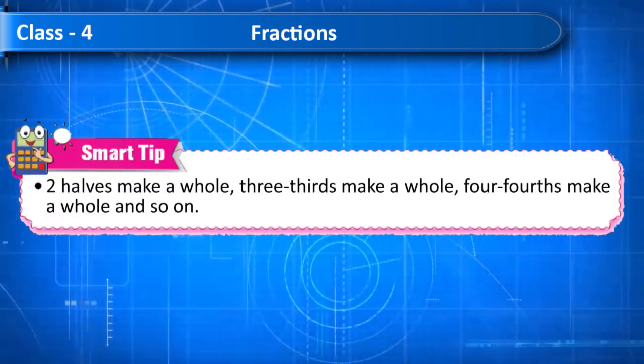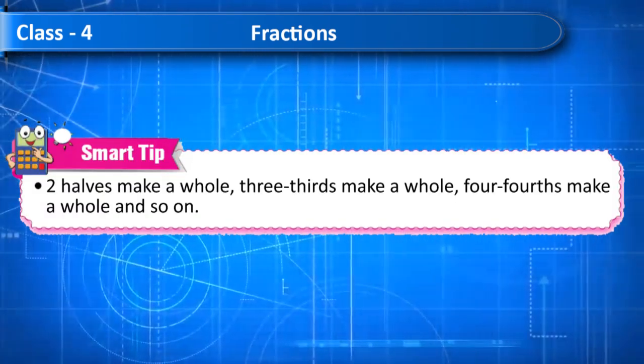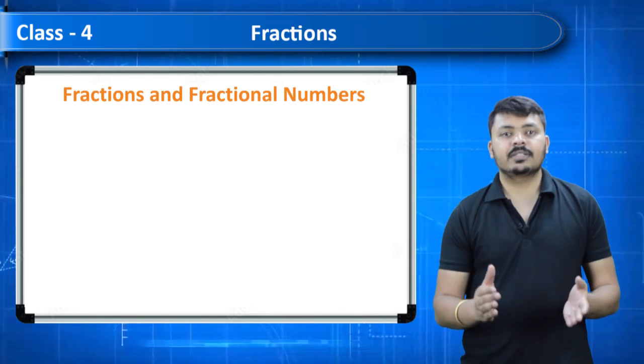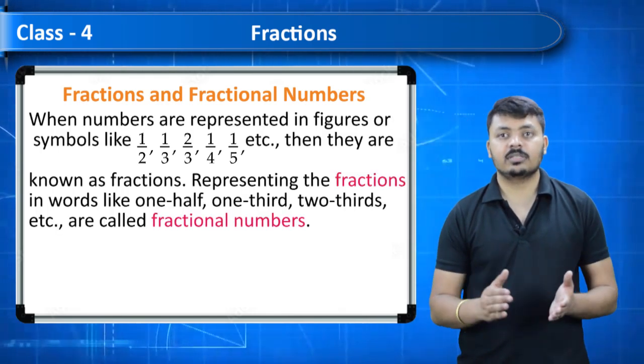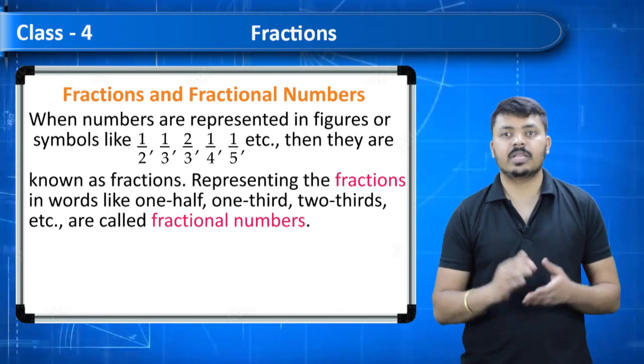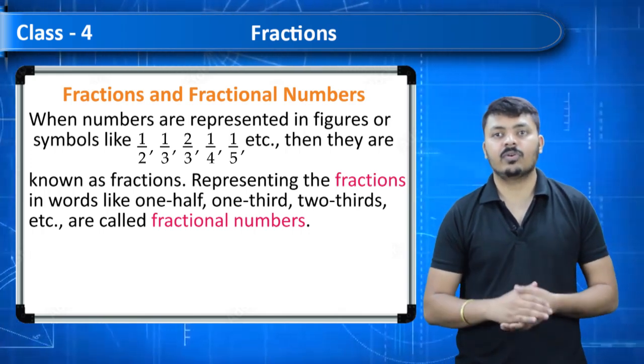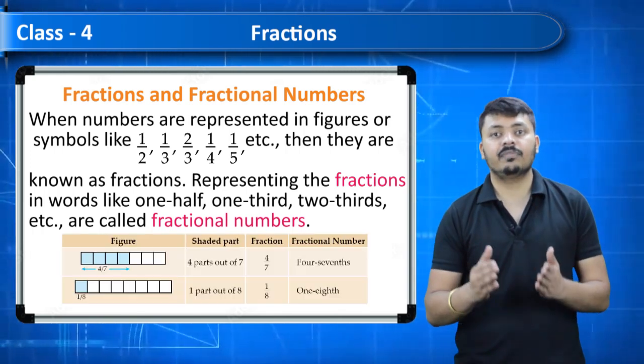Smart tip: 2 halves make a whole, 3/3 make a whole, 4/4 make a whole, and so on. Fractions and fractional numbers. When numbers are represented in figures or symbols like 1 by 2, 1 by 3, 2 by 3, 1 by 4, 1 by 5, etc., they are called fractional numbers.